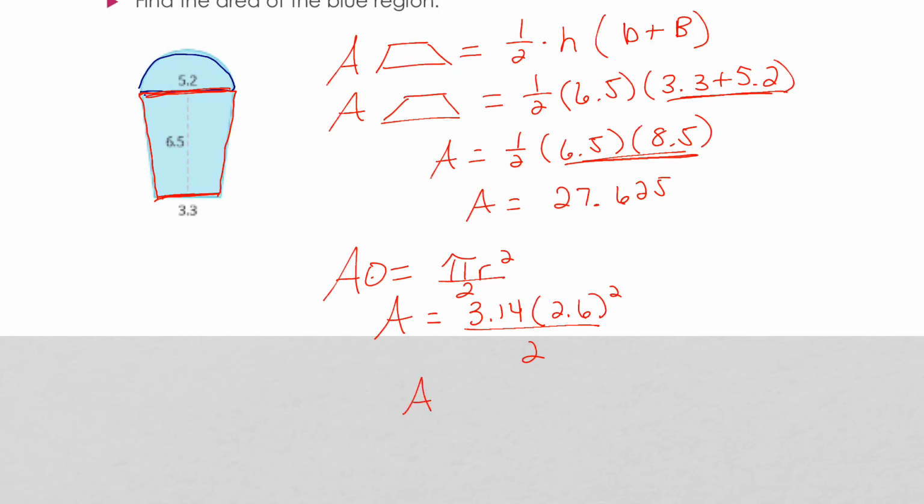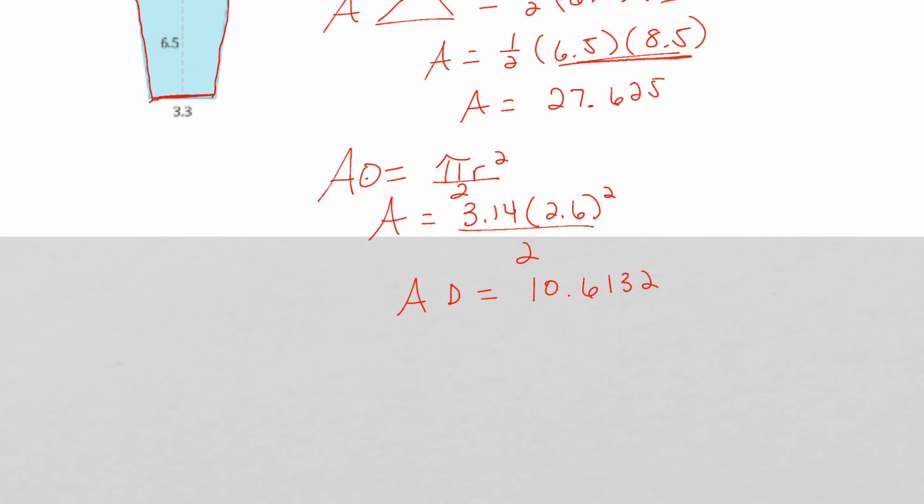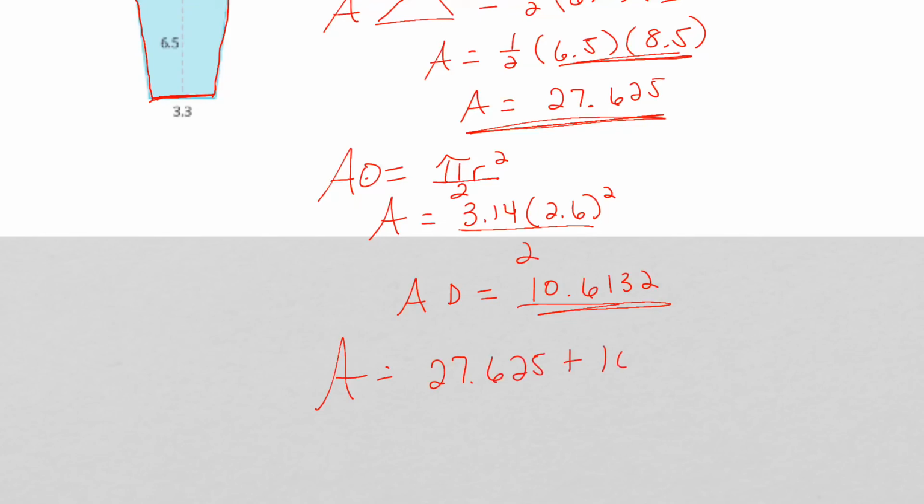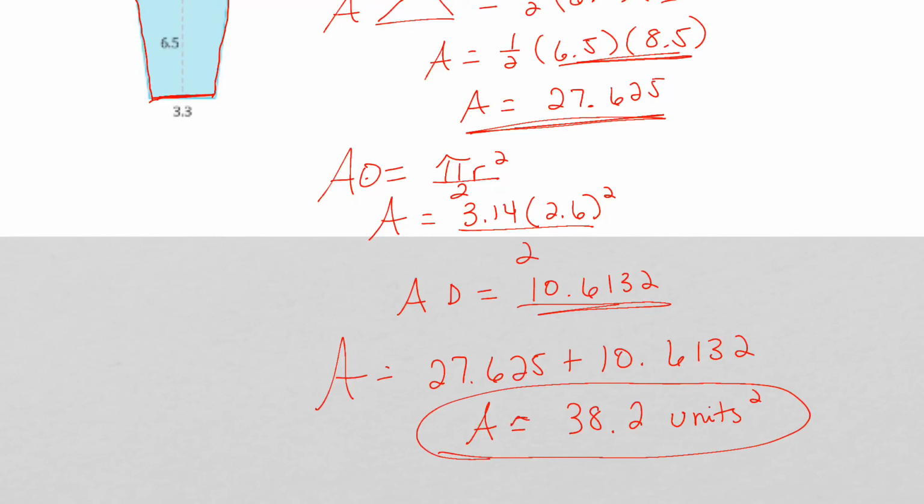So the area of the semicircle is 10.6132. Now, to get the area of the whole figure, I have to add this to this. And I get 38.2, I'll just leave it at 38.2 units squared. So I did round, so I should probably use squigglies there. All right, that's it for this lesson.